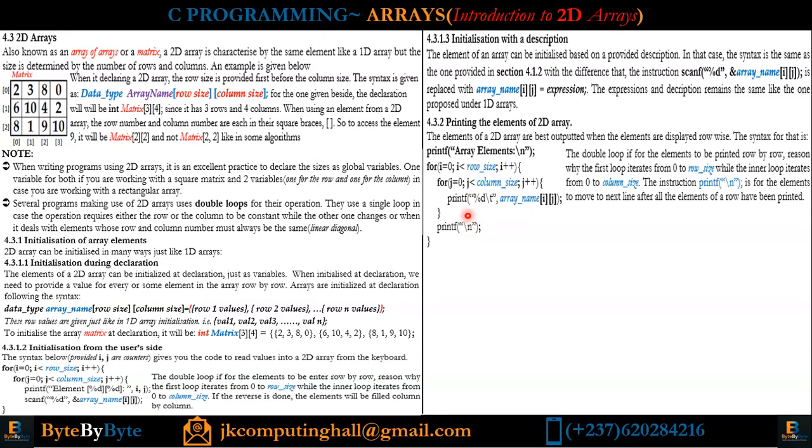And you realize that after the end of the inner loop, I have a printf slash n, meaning that as a particular row is over, the next set of elements should be printed on the next line. That is why we have this, because if it is not there, all the elements of the array are going to be printed in one line. You will not know where the first row ends, where the second row starts, and so on. We are going to see an example to clearly explain that. Let us move to our IDE.